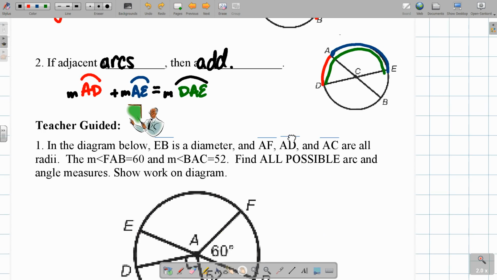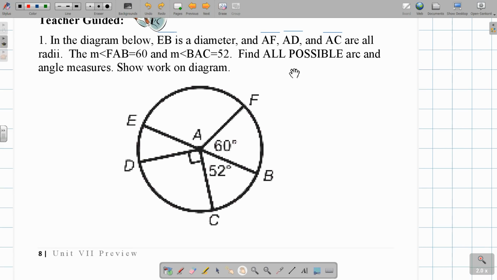Now we're going to use these simple concepts to actually do some angle measures together. Put your finger on it right there. Read this aloud with me. You read with 3 body parts: your eyeballs, your lips moving, your finger on the paper. In the diagram below, EB is the diameter, and AF, AD, and AC are all radii. The measure of angle FAB is 60, and the measure of angle B is 55. Find all possible arc and angle measures.